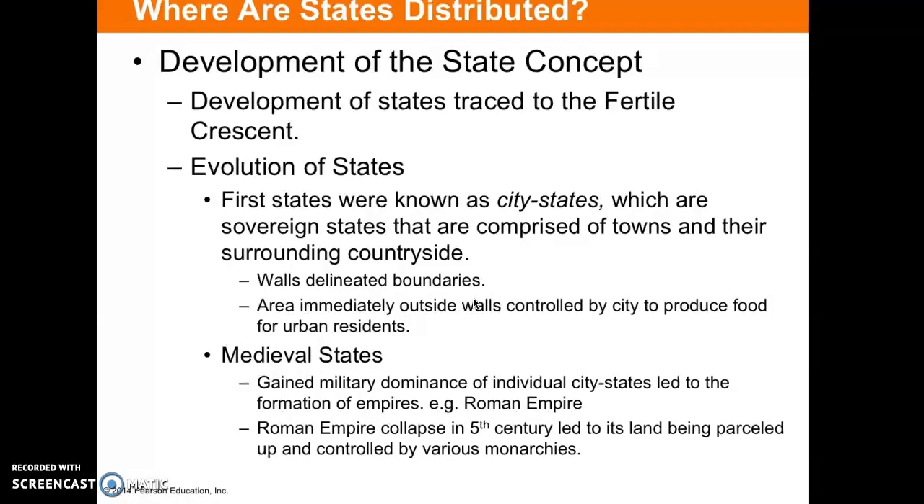And city-states grew into medieval states, and these medieval states had military dominance of city-states. And this eventually led to the formation of empires like the Roman Empire. When the Roman Empire collapsed in the 5th century, its land was parceled up and then controlled by various monarchies. And then you would have the concept of a feudal lord, and that's when we really would have gotten into medieval states. And that's when you began to have the idea of a large country with many smaller parts. So you would have had a king of France, and within France you would have had the Duke of Anjou ruling that feudal territory.